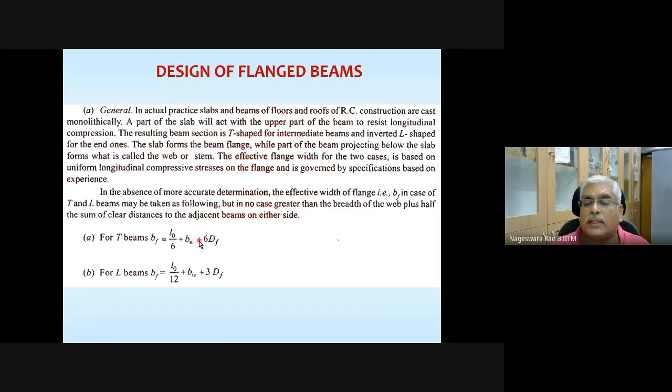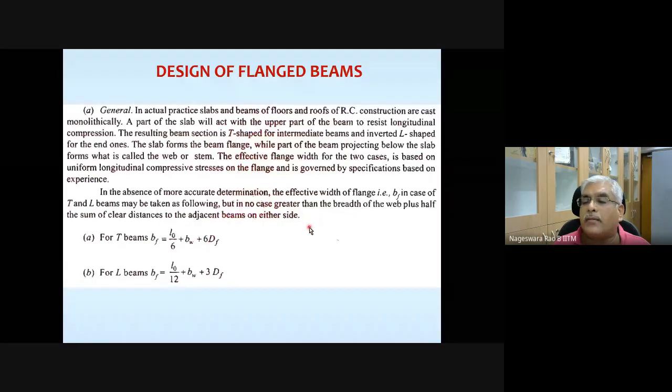either you take that, or the effective width should be the lower of two quantities. One is given by these two equations, depending on whether it is a T beam or an L beam, but in no case greater than the width of the web plus half the sum of clear distances to the adjacent beams on either side. So let me show you. Just take a note of these equations. For T beams, the width of the flange is given by this formula, and for L beams, the width of the flange is given by this. Please take a note of it.